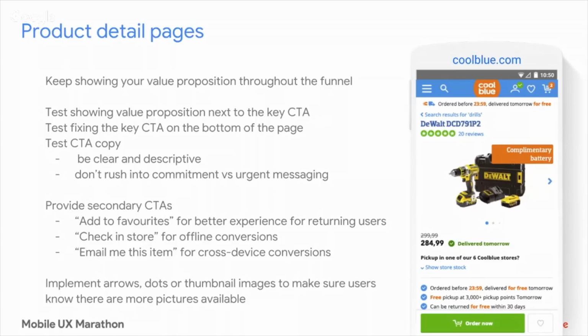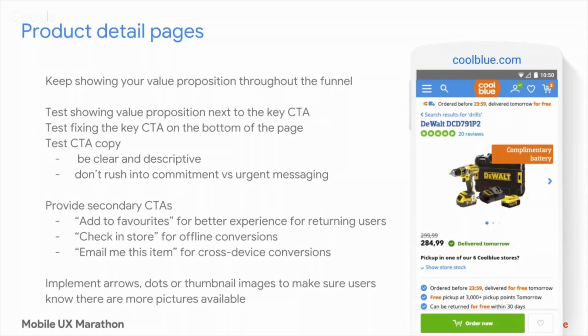It's important to be very clear and descriptive at the same time, but for some businesses and some products, you need to consider that you don't rush the user into commitment. So maybe copy like add to cart would work better than buy now, or sometimes urgent messaging can really push the users to add items to the cart and complete the purchase. So you do need to test those things.